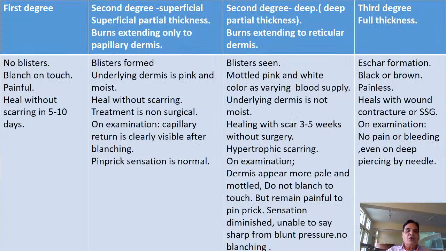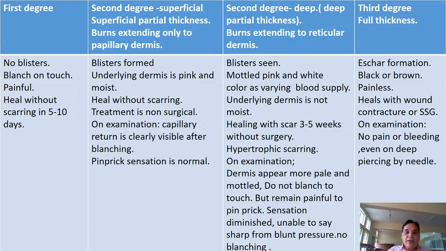Okay, so what are the grades? There are two types of differentiation. We will consider first degree first. No blisters, blanching on touch, painful, heals without scarring in 5 to 10 days. So you must be able to differentiate first degree burns from others, where you can give confidence to the patient and the patient can be treated as an outpatient.